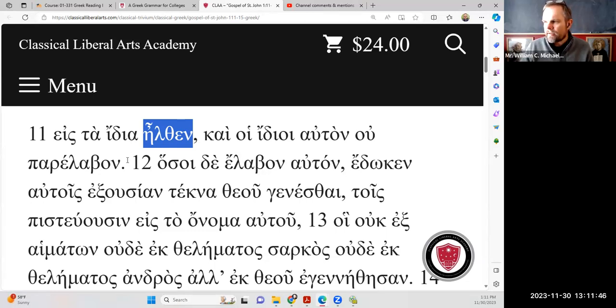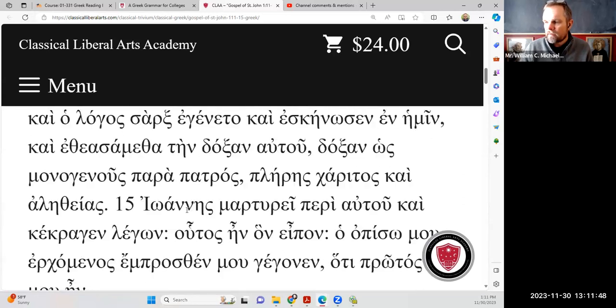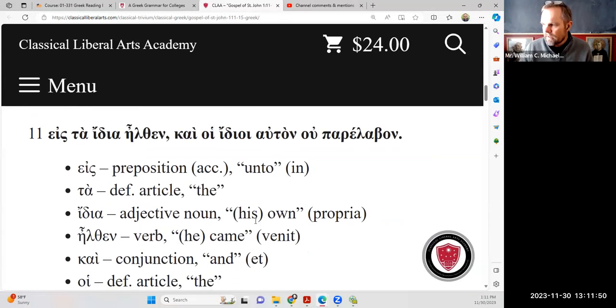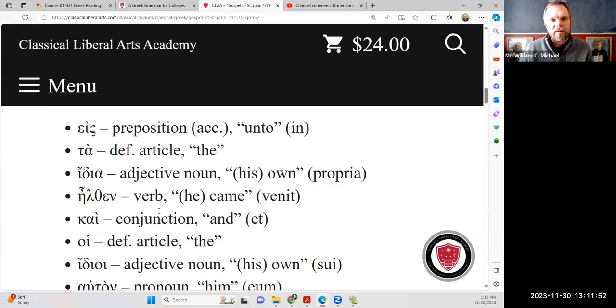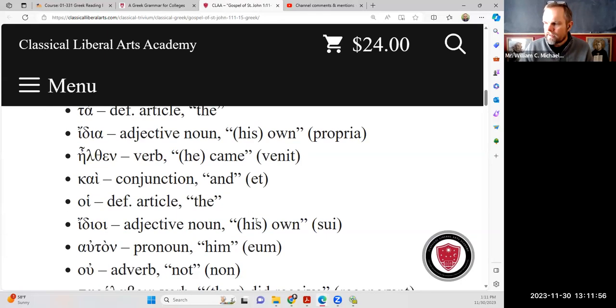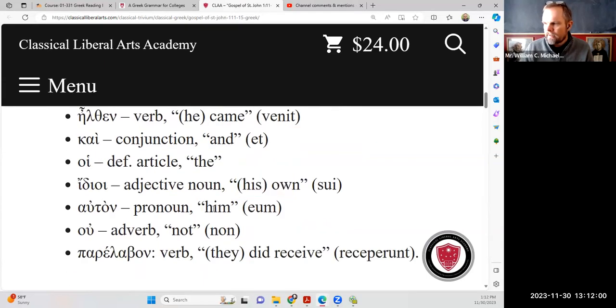And my desire is to have you come to the point where you can look at my exposition, see what I write down here, and say, I actually understand why Mr. Michael wrote what he wrote. I understand why he said his own here for idioi. I understand why he said him instead of he. I understand why he did that. So in order to understand that, you've got to know the forms of the words and what they mean.